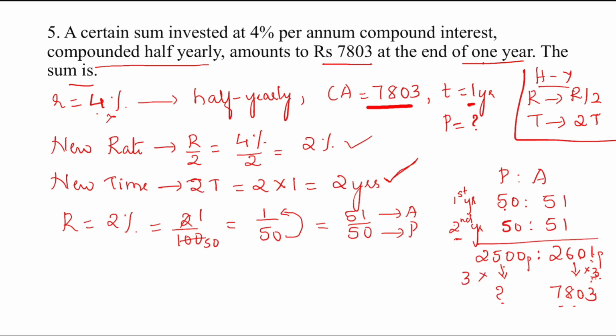So 2500 into 3 will give us the principal. Therefore principal is equal to 2500 into 3, which is equal to 7500. So this is the principal amount. Okay. So next problem.